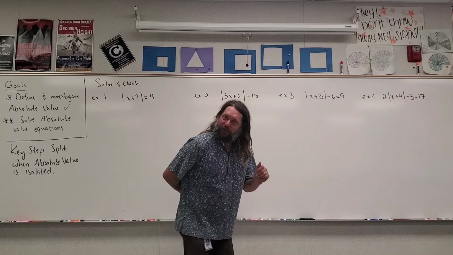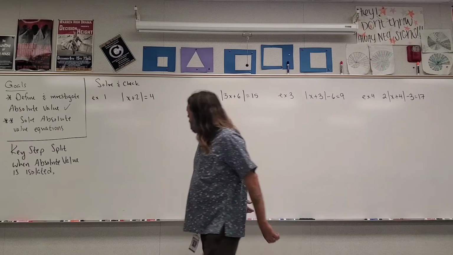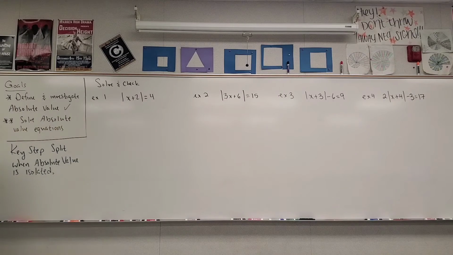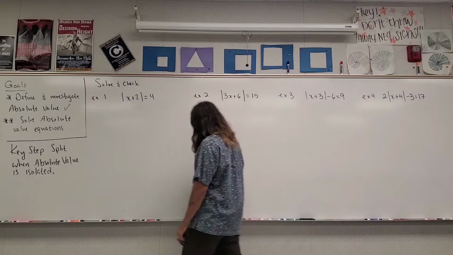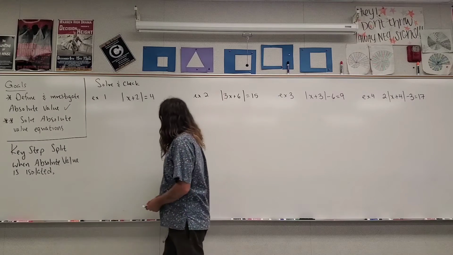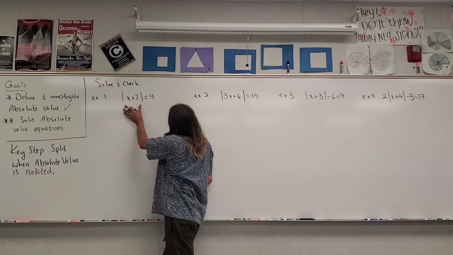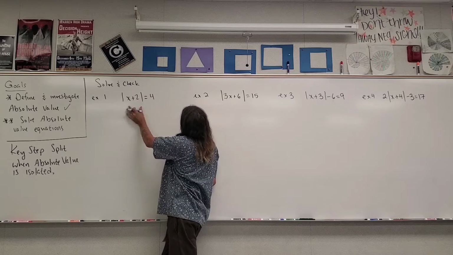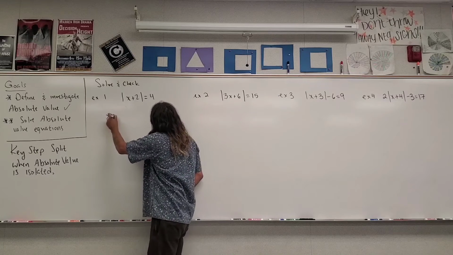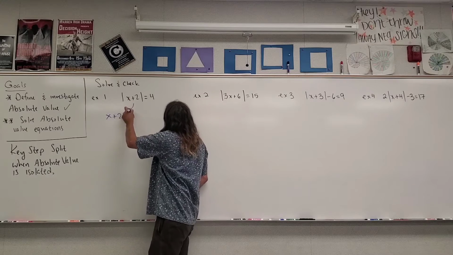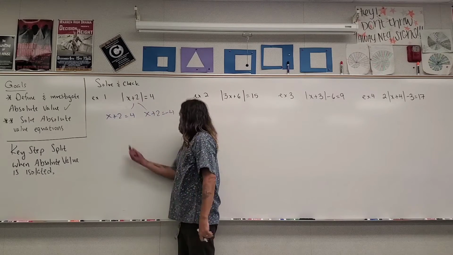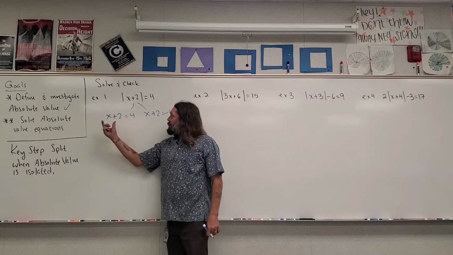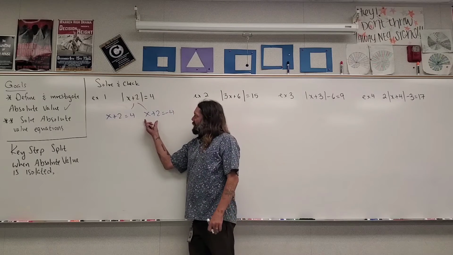I'm back, so let's continue this lesson. I wrote down here the key step, and that's to split when the absolute value is isolated. My absolute value in example 1 is isolated, so I can split this. There are two numbers that have a distance from 0 that is 4. One is x plus 2 equals positive 4, and the other is x plus 2 equals negative 4. Students want to make that negative. You don't change what's inside the absolute value, you leave it as it is.